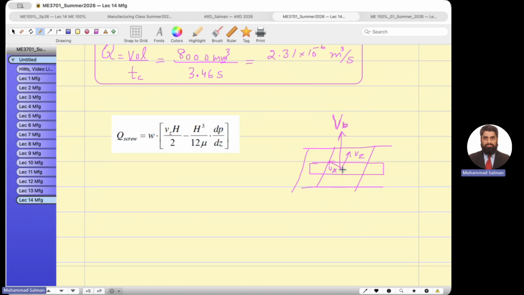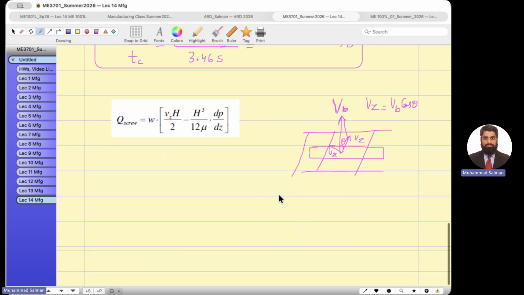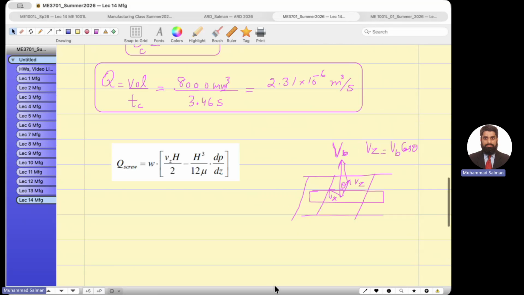So if you take a look, this is my theta. So Vz equals Vb cosine theta. Agreed? But Vz over here, it's a screw, so don't worry about the barrel. And now I'm going to show you, we need to solve for Vz.